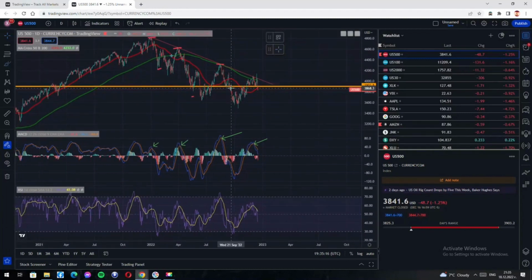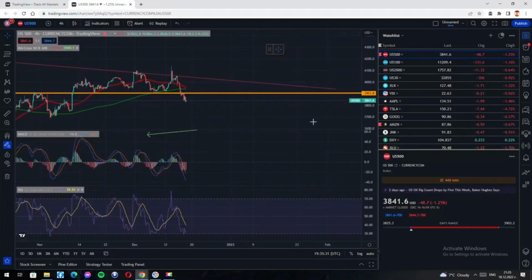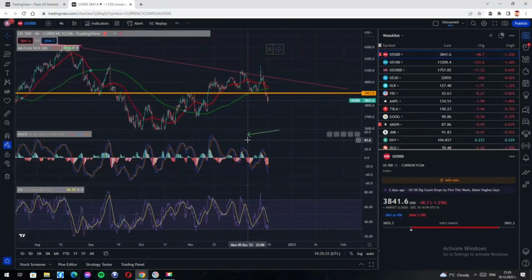And I believe, first, let's take out the obvious. I believe that we'll be making a lower low here, but it's not that easy. And if it was that easy, everyone would be making money. First, let's begin with the more short-term time frame and take a look at the 4-hour chart.